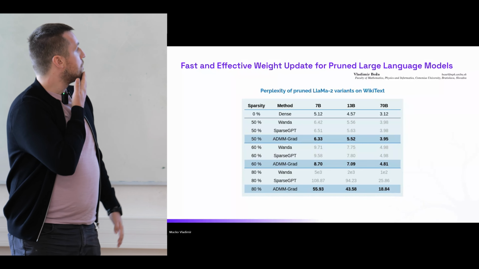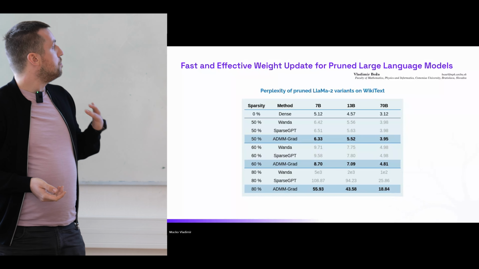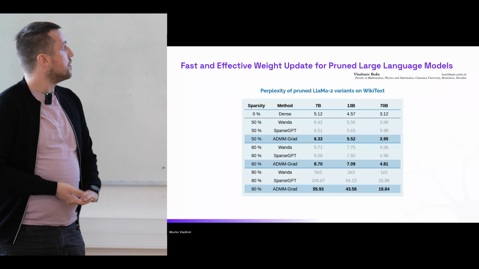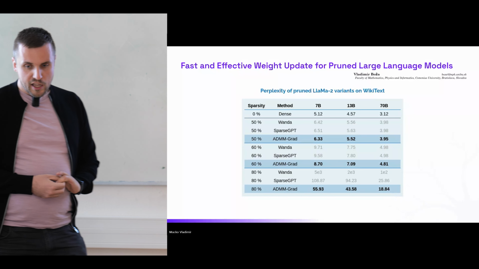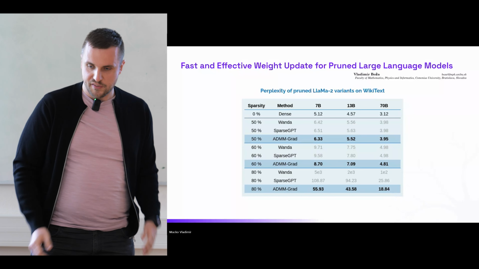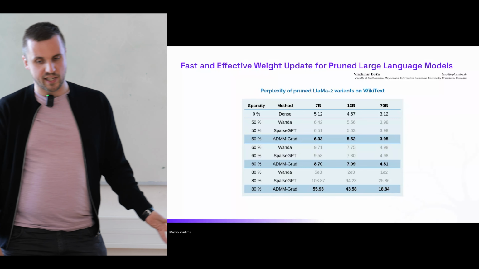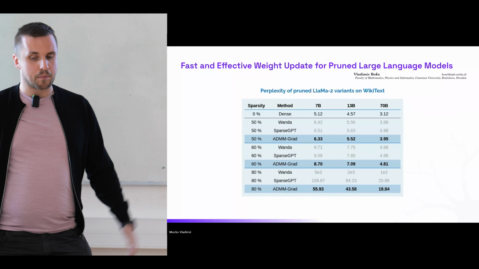So what we see here, this method turns out to be the best pruning method compared to the other baselines and compared to the state of the art at the time. And we see that we can take a model like 70B and prune it down to 50% with some perplexity degradation.